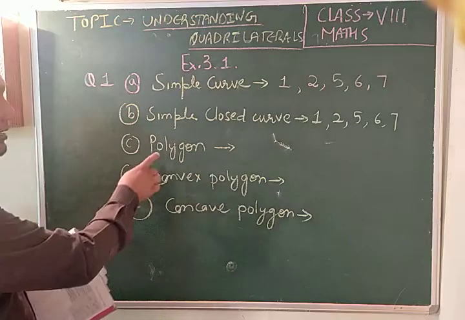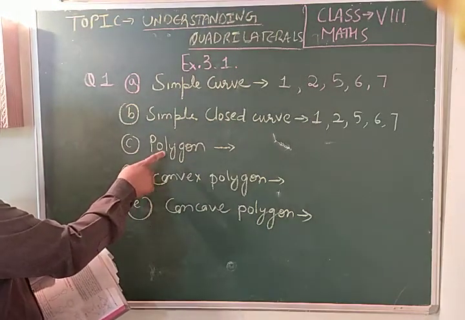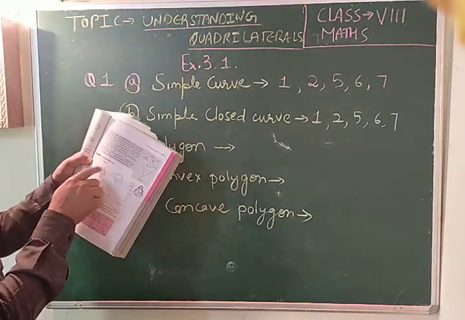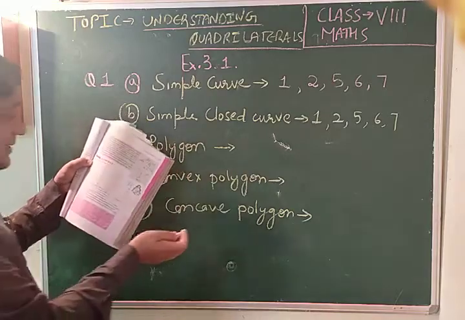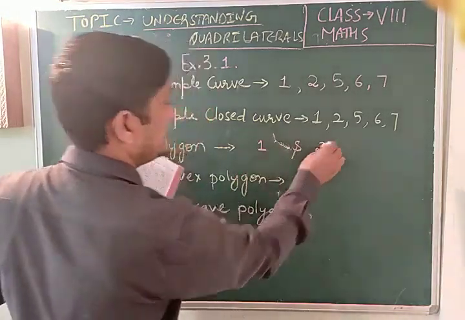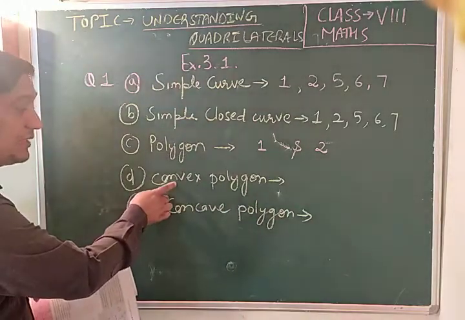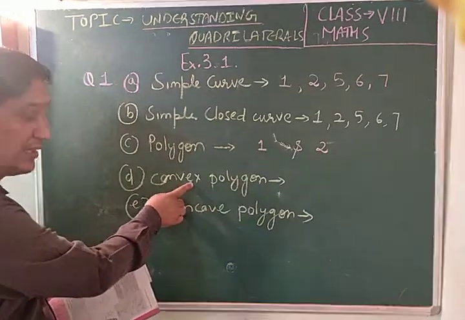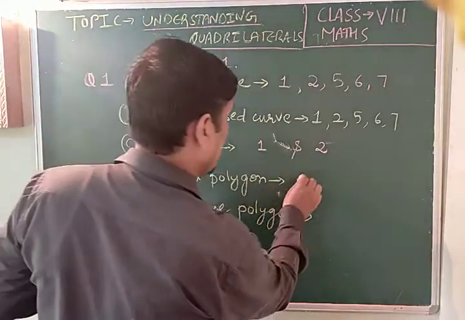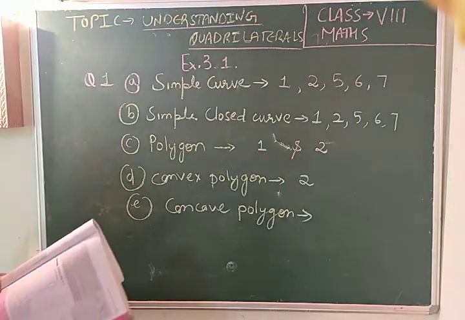Now polygon. Polygon means closed curve made up of line segments only. So here only two figures are made up of line segments, first and second. Next is convex polygon. Children, we know that convex polygons are those polygons whose diagonals are inside the polygon. So here only the second figure has the diagonals inside the figure.